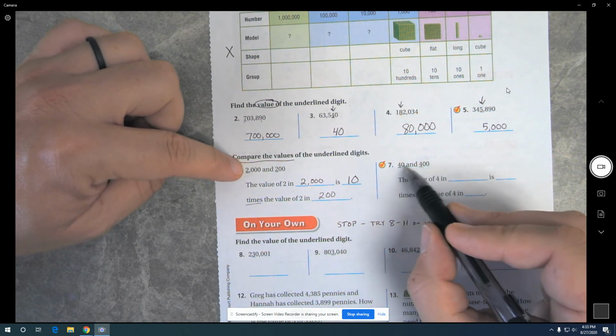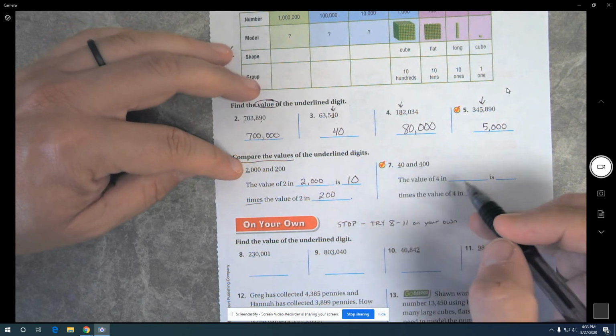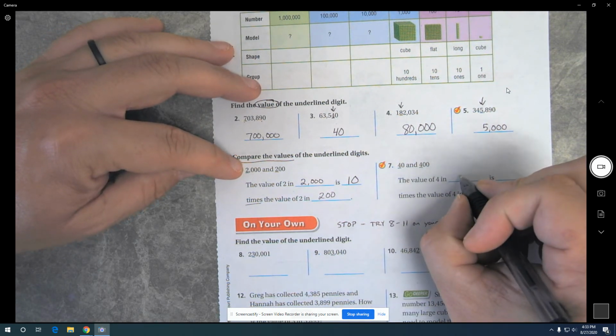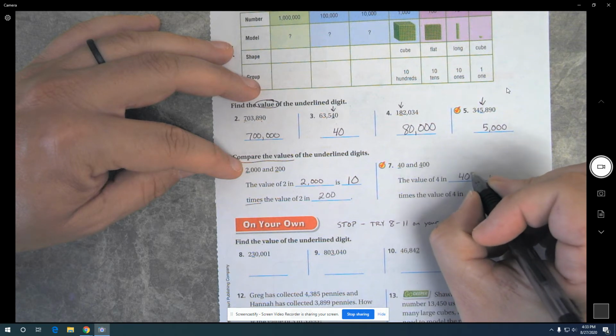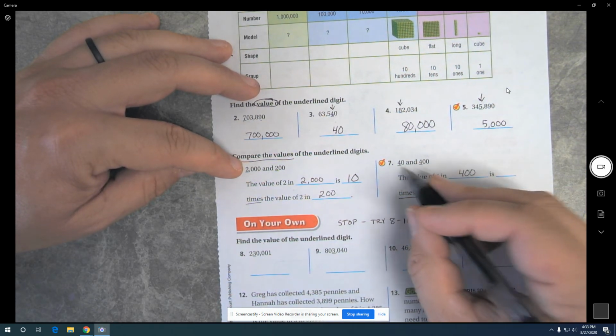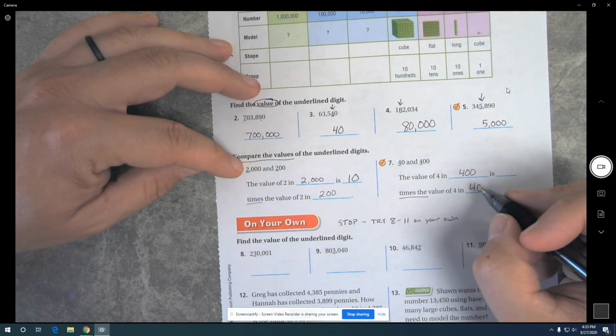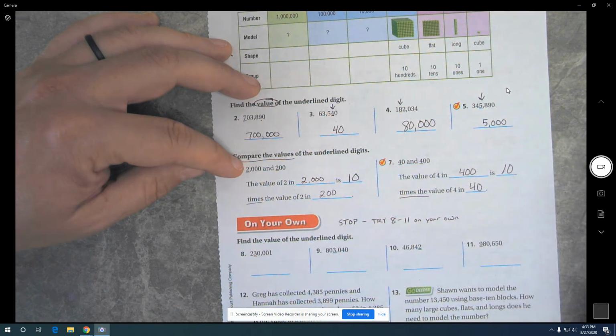So which of these two has the bigger value, the 4 in 40 or the 4 in 400? Hopefully you're thinking to yourself the 400. So put the 400. The value of 4 in 400 is blank times the value of 4 in 40. How many times bigger is 400 than 40? Well, it's 10 times bigger.